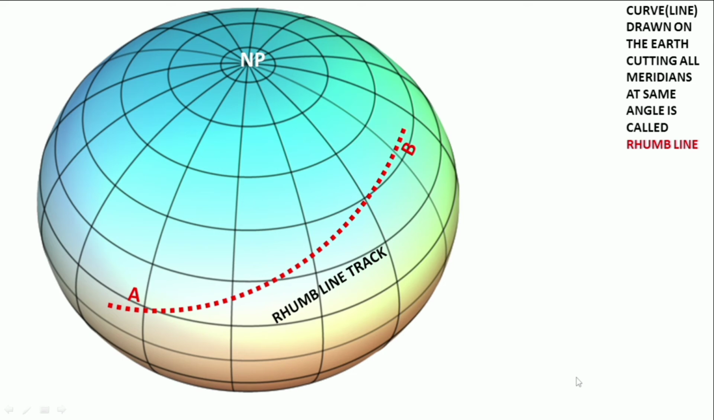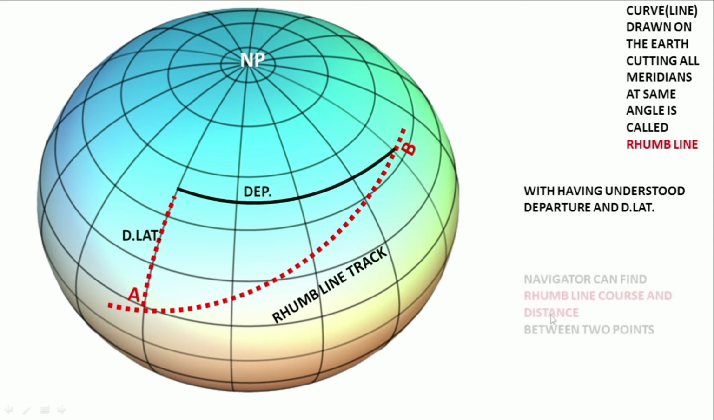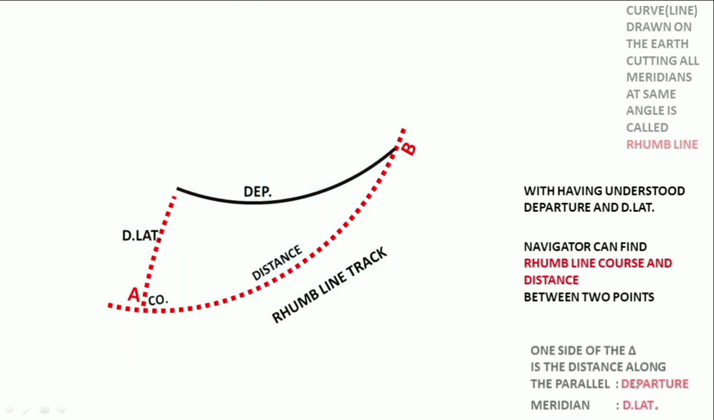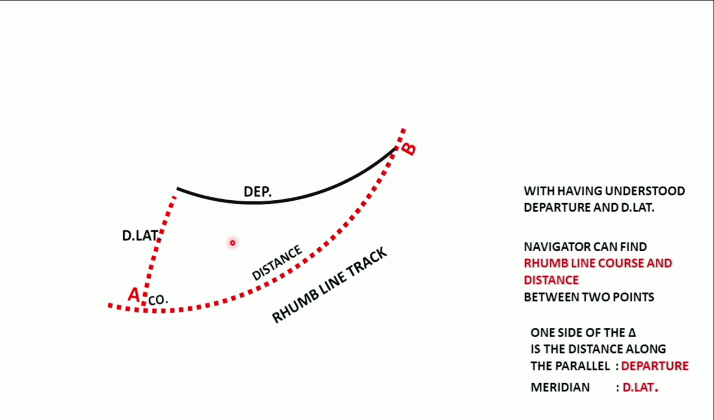Now we talked about it that a curved line which is cutting all your meridians at the same angle is called a rhumb line, and this is a track which a mariner tries to sail on. Now that we have understood what is your D-lat and departure, we can make use of this understanding to find out our course and distance along the rhumb line track. In this triangle, one side of the triangle is departure, one side of it is D-lat, and using these we can find out course and distance.